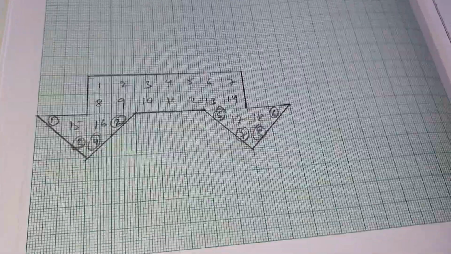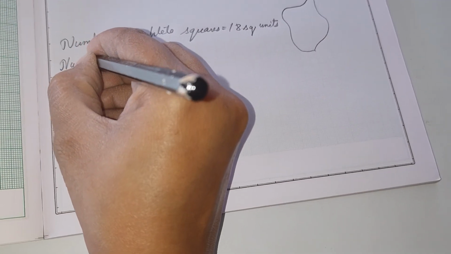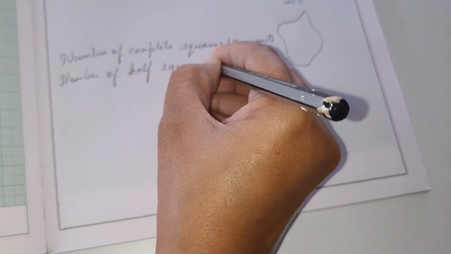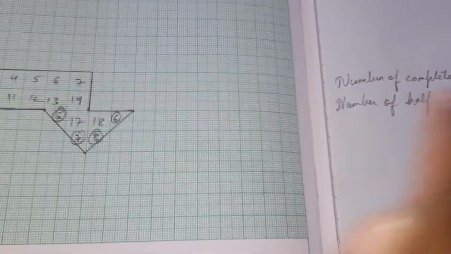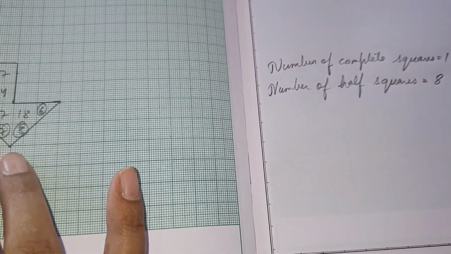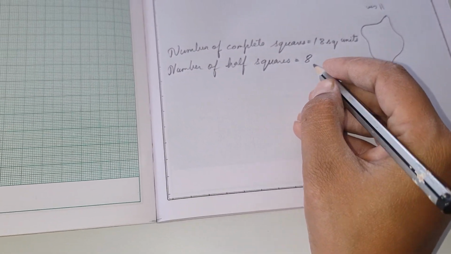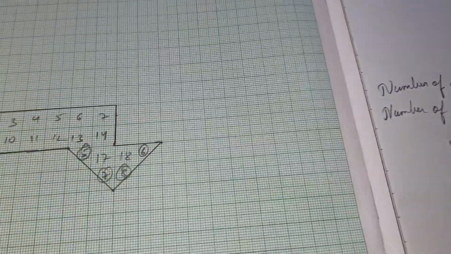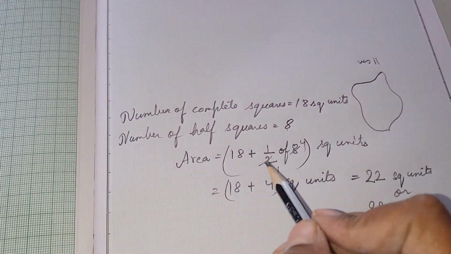So there are a number of halves. You will write: number of half squares is equal to how many half squares we have counted here? There are 8. So you will write here 8. Then we have to find out the area of the figure.